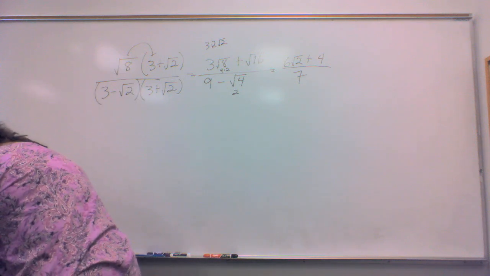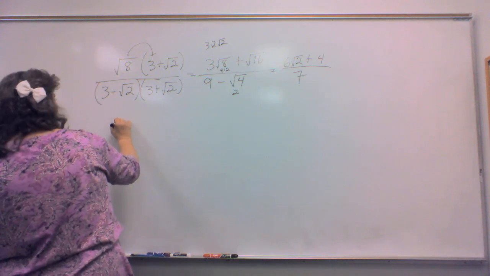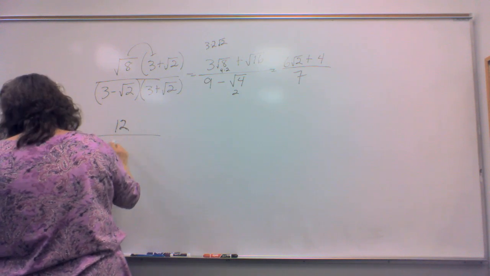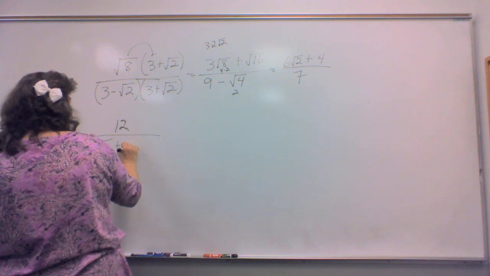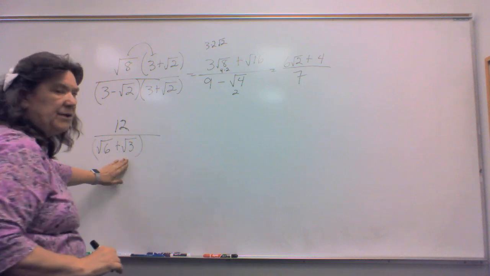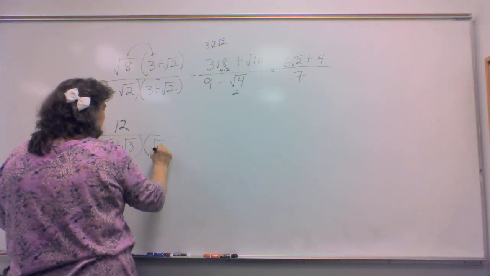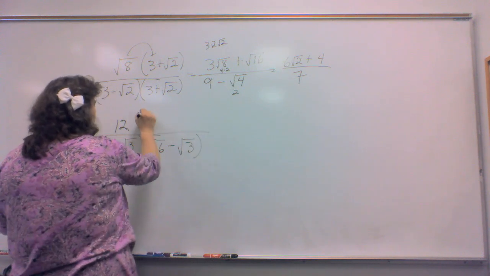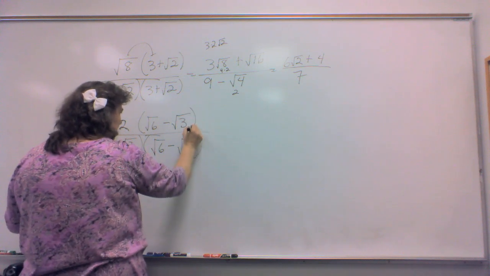Let's look at another one. How about this one? 12 over square root of 6 plus square root of 3. Okay, again, got to do the conjugate here. So this will be square root of 6 minus square root of 3. And then square root of 6 minus square root of 3.